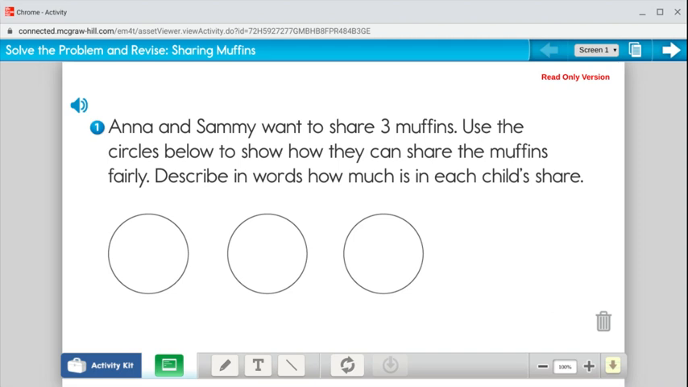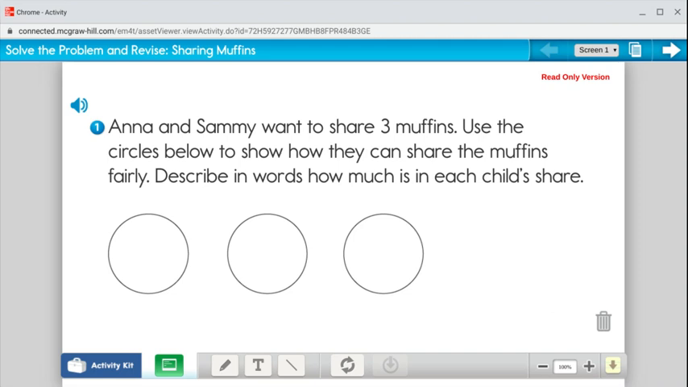What are your thoughts? How do you think we could share 3 muffins with 2 people? There's a couple different ways that we can think about it, and we'll talk about those different ways. But how do you think? So maybe pause the video right now. Try out a couple ways with the 3 circles. You can always draw 3 more circles if the first time didn't work out for you. And let's see what you come up with. When you think you've got an idea, unpause the video and come back to me.